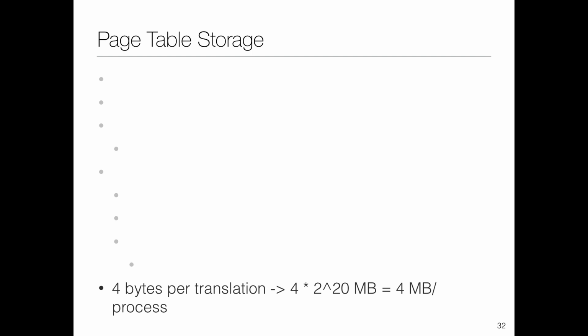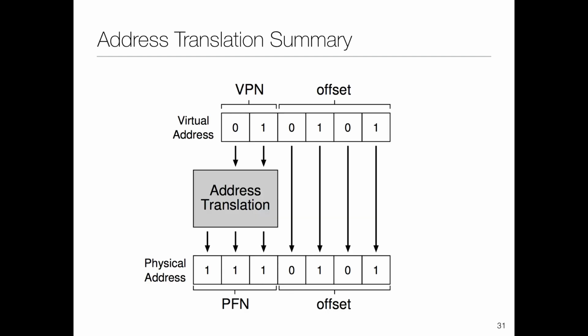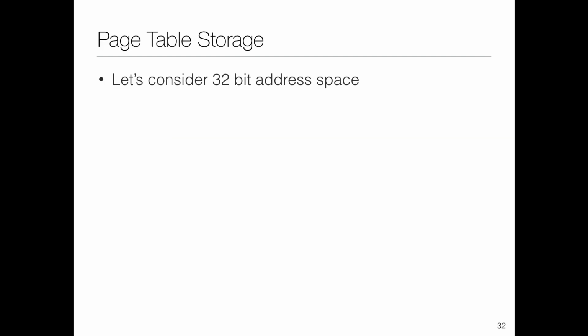And let's say that we require 4 bytes per translation. So what we now require is 4 into 2 raised to power 20, which is 4 MB per process. Number of translations per number of pages: the maximum number of pages you can see is the maximum number of unique translations. Put it more succinctly.